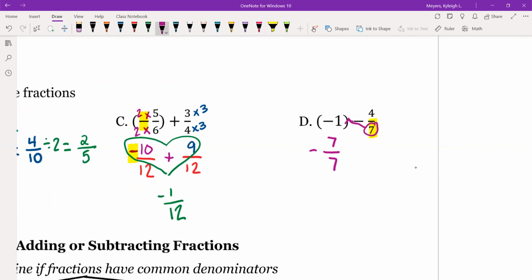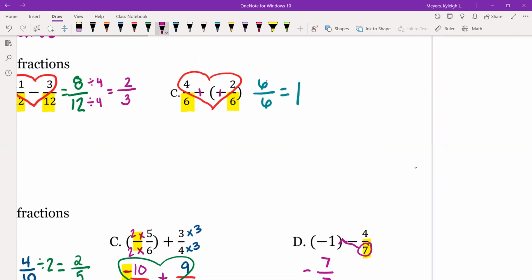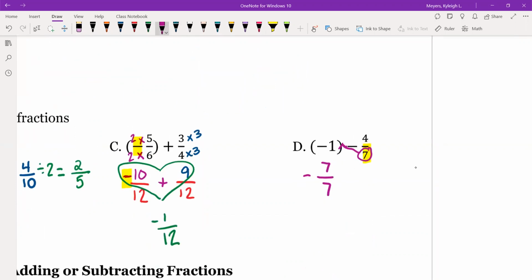And just like up here, we had 6 pieces of 6, so that equals 1. We have 7 pieces of 7, so we're just replacing that 1 with that. And I'm just going to write minus 4/7. Okay? Now that we have common denominators, again, we just add. Negative 7 plus negative 4 is negative 11/7. What does that simplify to? Negative 1 and 4/7. Okay?